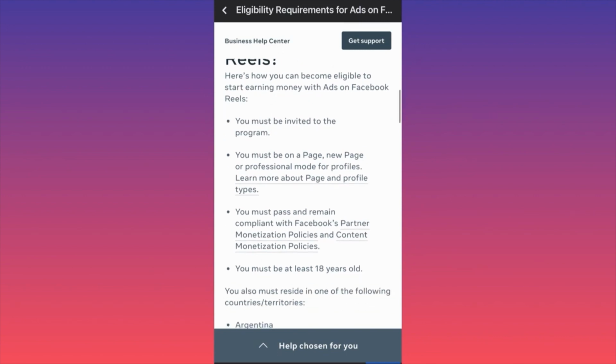You must be on a page, new page, or professional mode for profiles. So first thing first, guys, you need to create a Facebook page, okay? Or you need to run your Facebook account in professional mode. From the professional mode account or from your Facebook page, you have to publish your reels, okay?